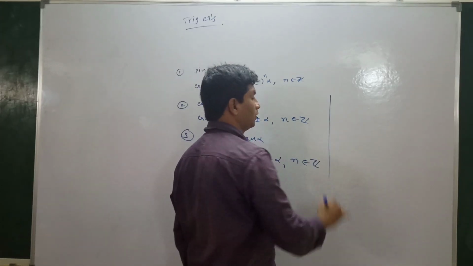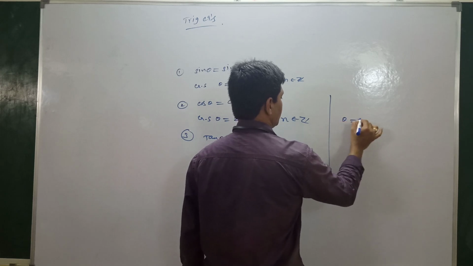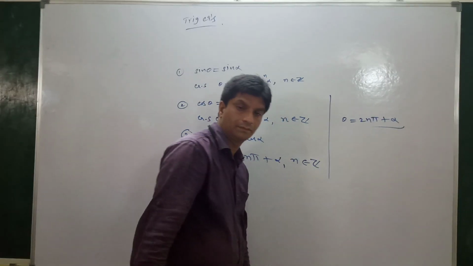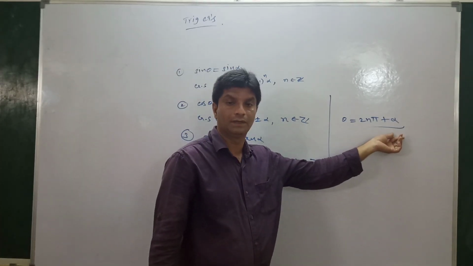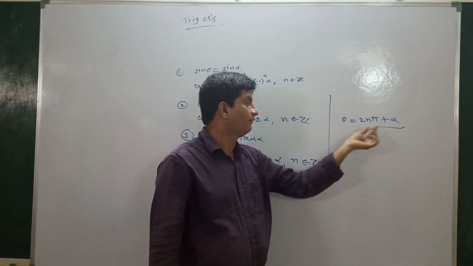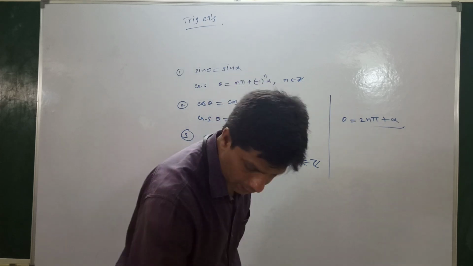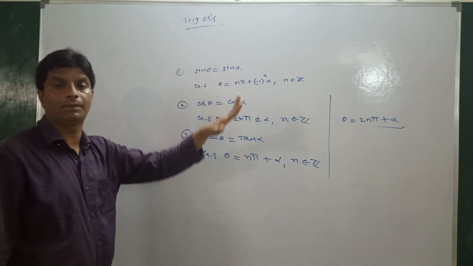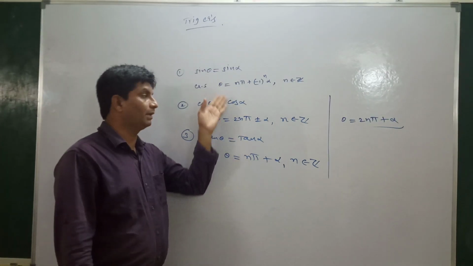Moreover, if you want to find the common solution of 2 or more trigonometric expressions, then you can write theta equal to 2n pi plus alpha, where n belongs to integers. First of all, we have to find the value of alpha. Further, if you want to write the common solution, we will write theta equal to 2n pi plus alpha. Right. These are the main formulas in trigonometric equations. Okay. If you want to do the procedure, then you can apply the formulas.